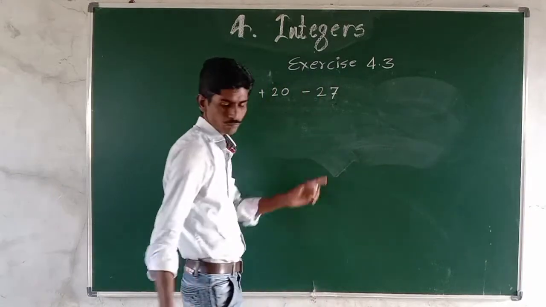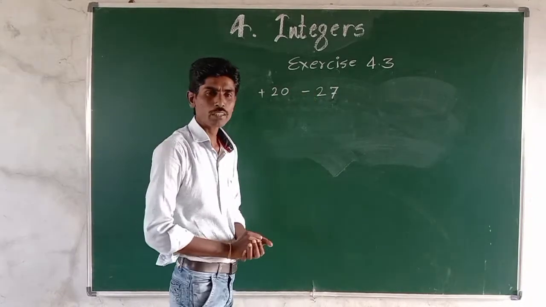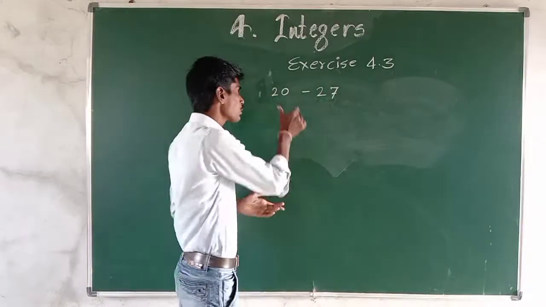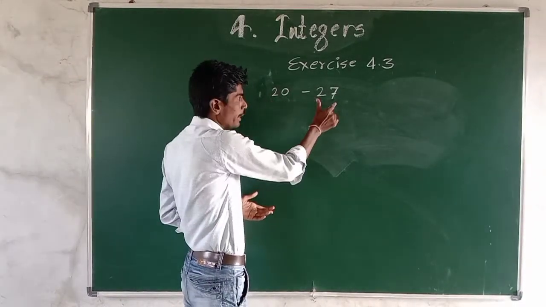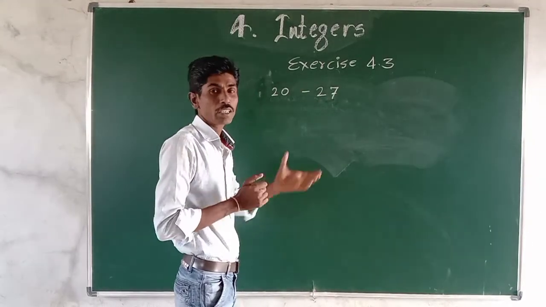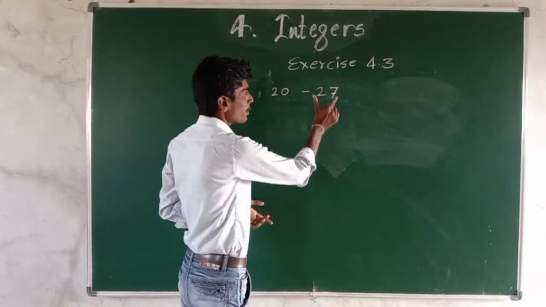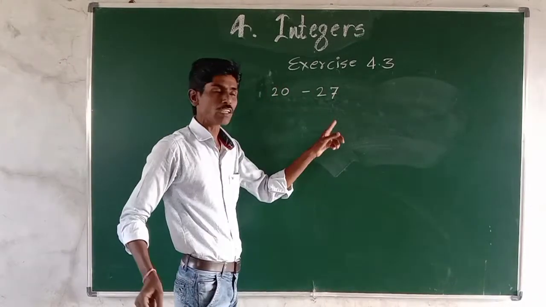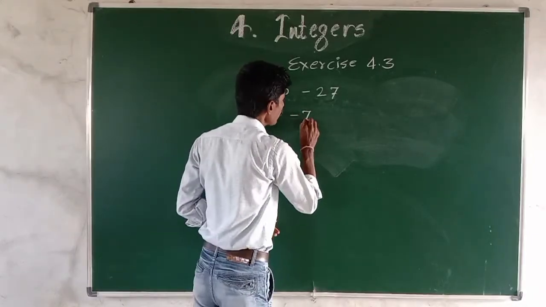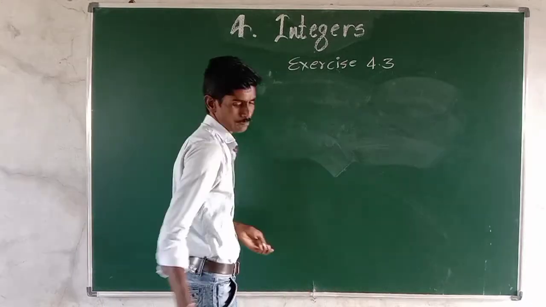Remember that this 27 has a minus sign and 20 has a plus sign. They ask us 20 minus 27, a smaller number and a bigger number, asking us to subtract the big number from the small number, but that is not possible. So we have done 27 minus 20, but the answer will be a minus because the bigger number has a minus sign. That's why your answer will be minus 7.